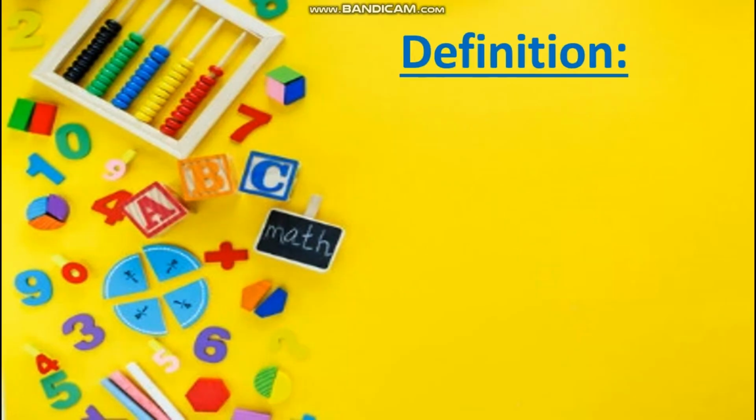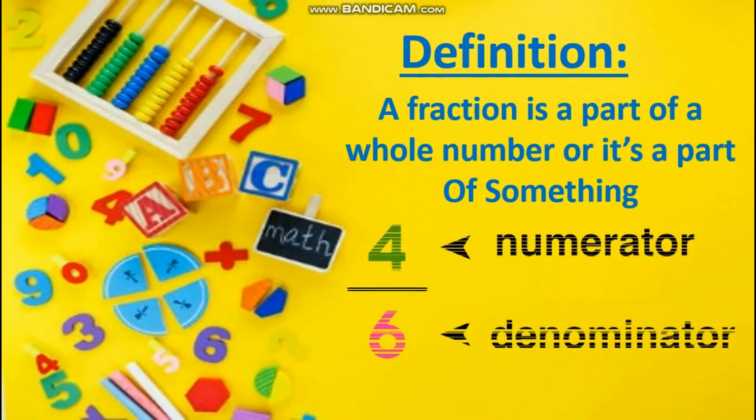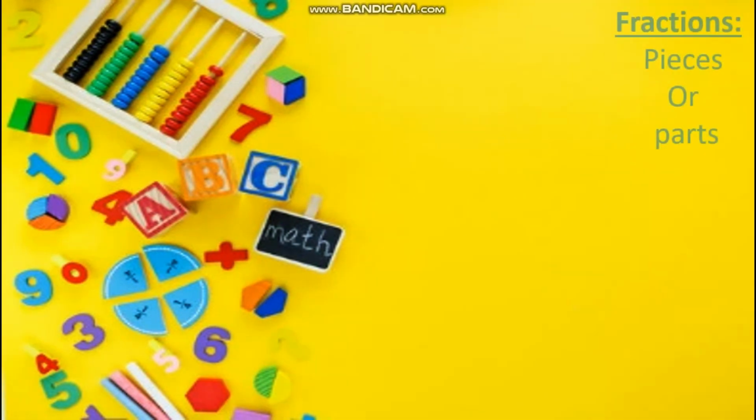A fraction is a part of a whole number, or a part of something. Look at the example. Here 4 is the numerator and 6 is the denominator. We write fractions in the form of numerator by denominator, with a line in between. Fractions are used to represent smaller pieces or parts of different things.